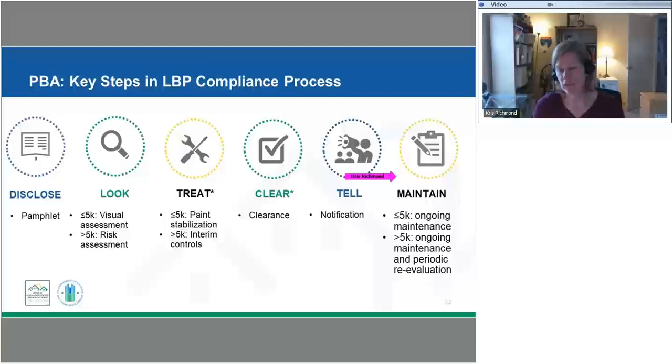Again, the requirement for maintaining is going to differ slightly depending on which category you're in. For up to and including $5,000 per unit per year, we have ongoing maintenance. And then for over $5,000 per year, we have ongoing maintenance, and in addition to that, we have periodic reevaluation. And we'll go into details about what those are.